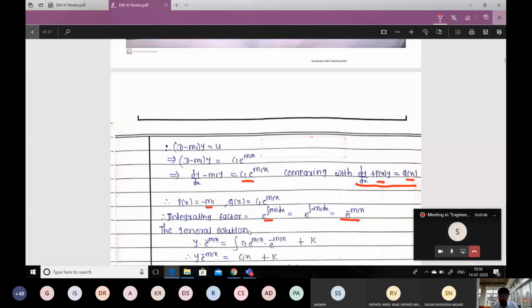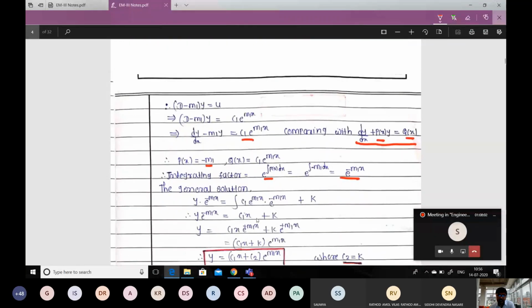C1 e to the power m1x. So I'm just writing that C1 e to the power m1x. And what is the integrating factor? Integrating factor is e to the power minus m1x. So I'm just writing e to the power minus m1x. And they get cancelled to each other, because e to the power m1x and e to the power minus m1x get cancelled to each other. So we are left with only a constant term inside the integral sign.